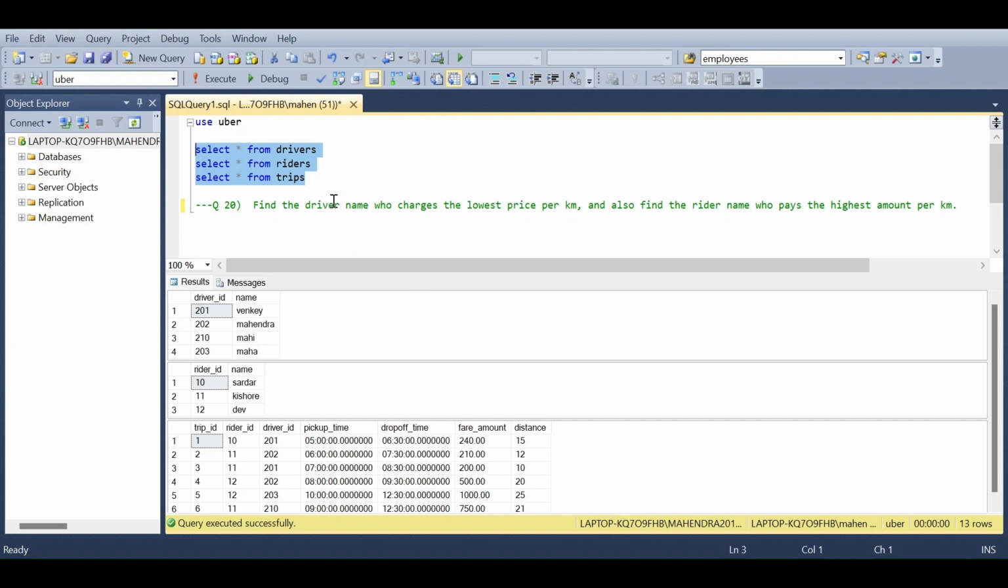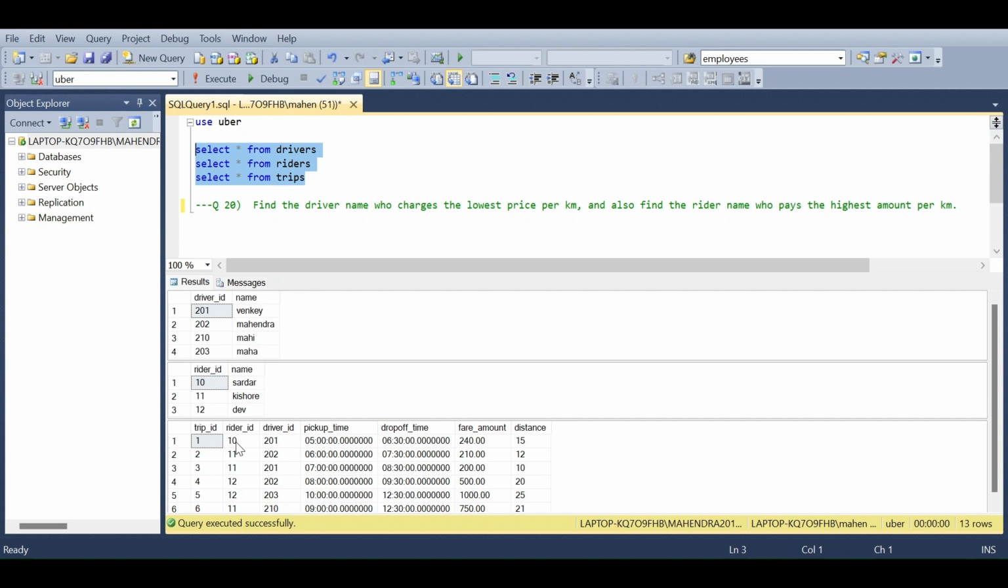First, we will solve for the driver name who charges the lowest price per kilometer. The driver name we will get from the drivers table, where we have driver ID and driver name. And we need to find the lowest price per kilometer. So we need to find the total charged by each driver for the total distance that he drove. We will solve this using the trips table.